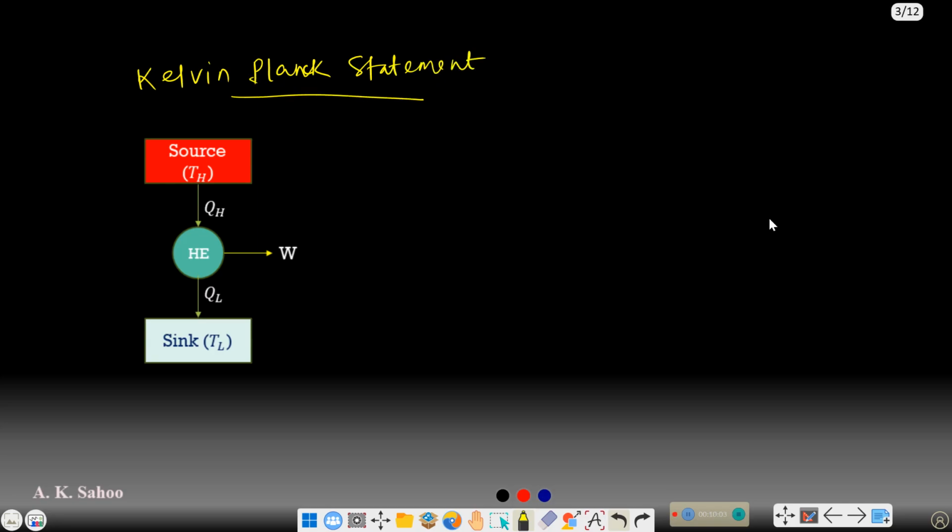So what was the Kelvin Planck statement? It said that it is impossible to create such a device which will be producing work interacting only with a single reservoir, right? I'm not discussing it in detail. That simply means if we are interacting with only a single reservoir, then it is impossible for us to produce work.